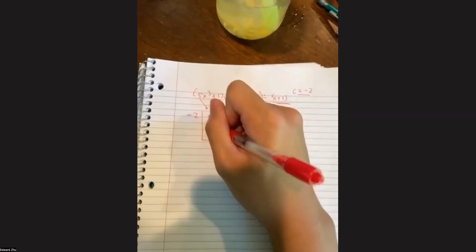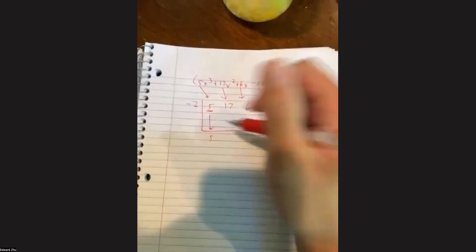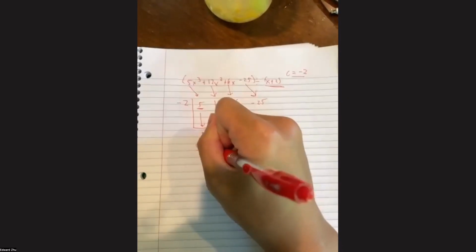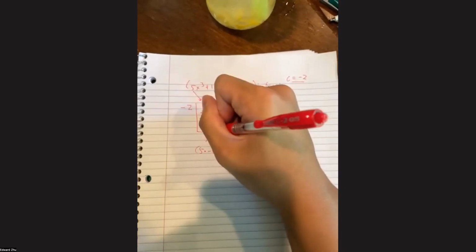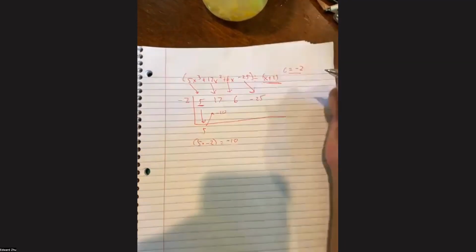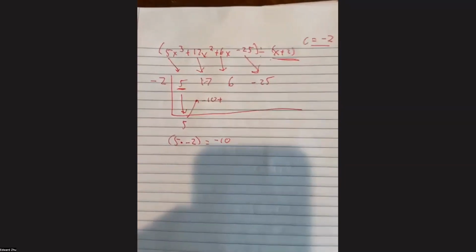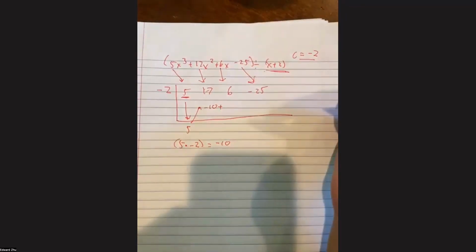So afterwards, you would take the 5, the first number, drop it down right here, right? So you would have 5 here, and then you would do 5 times -2. You would get -10, right? And then you move the -10 up to here. And then afterwards, you add that on to the 17. All right. Okay. Can you see it better now?